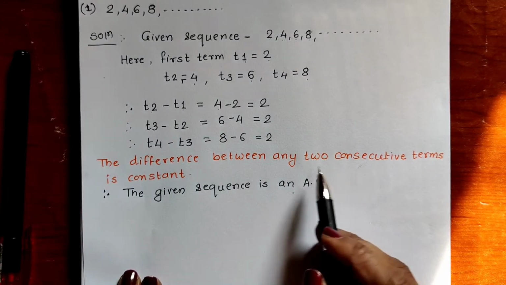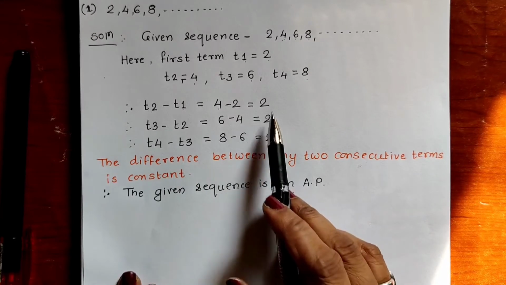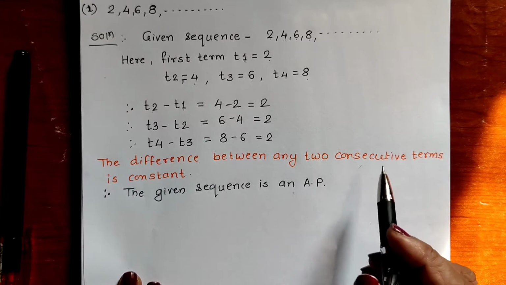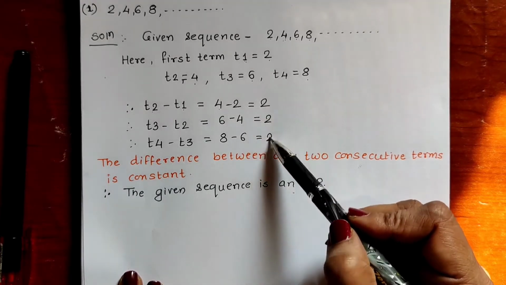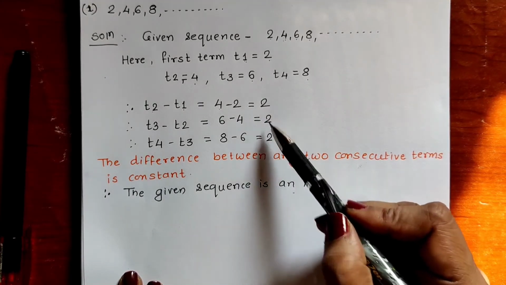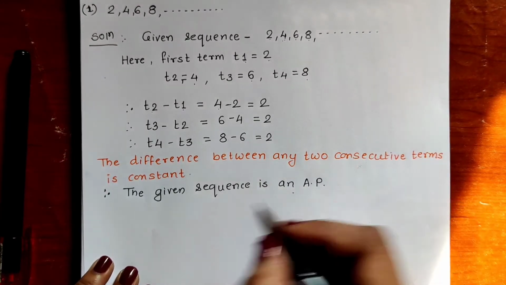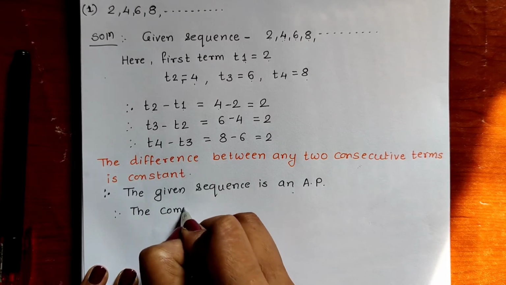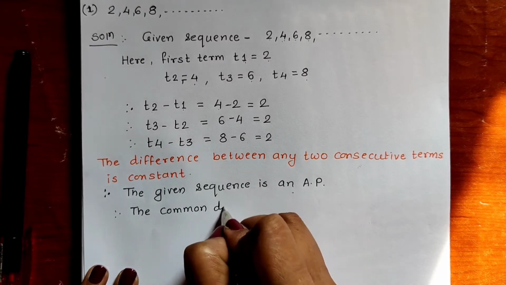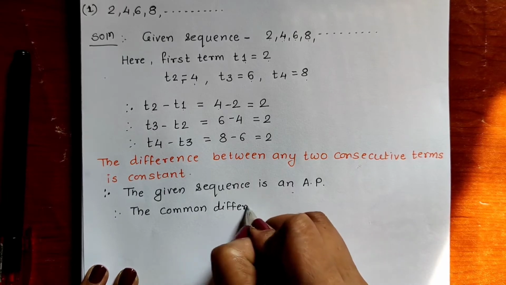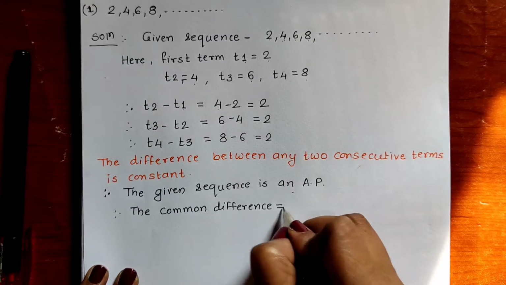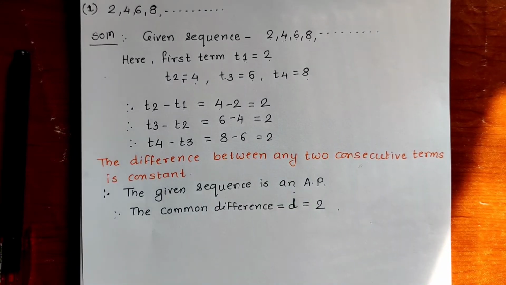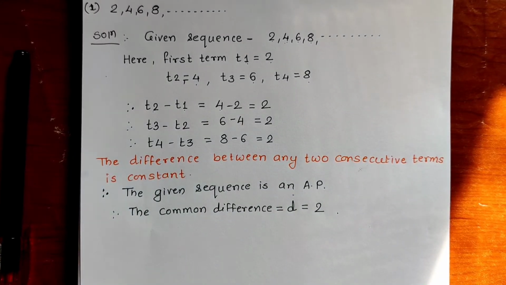AP means when the difference between any two consecutive terms is constant, then that sequence is an AP, arithmetic progression. Difference should be common or constant. Okay, so the common difference is denoted by small d, and which is equal to 2. In this way, we will have to write the solution of these questions.